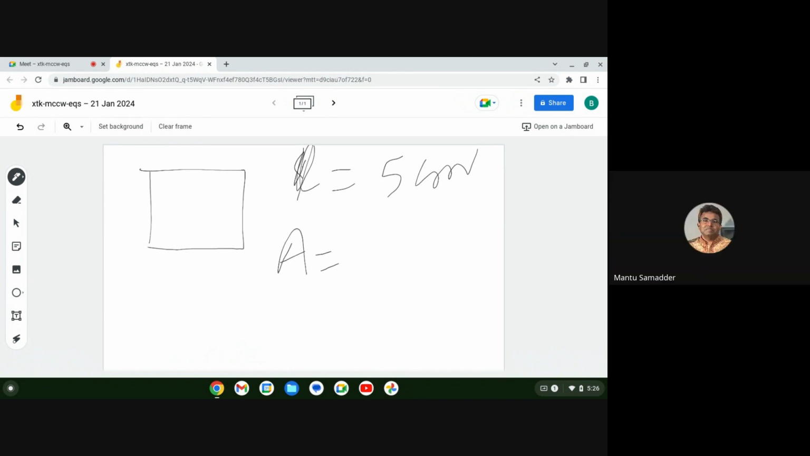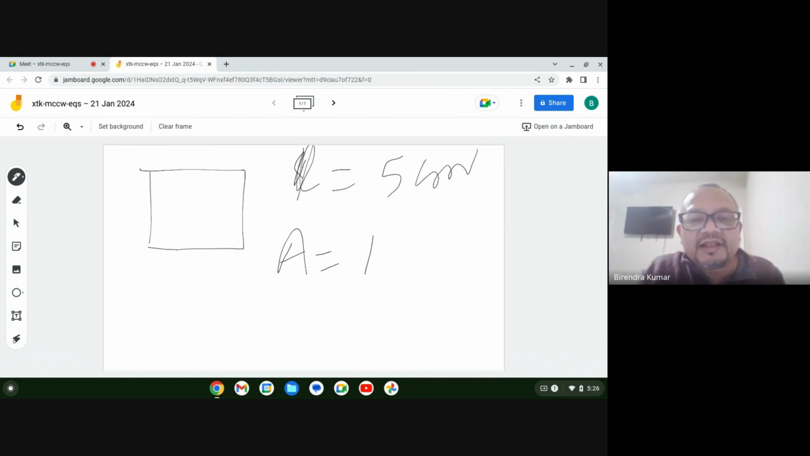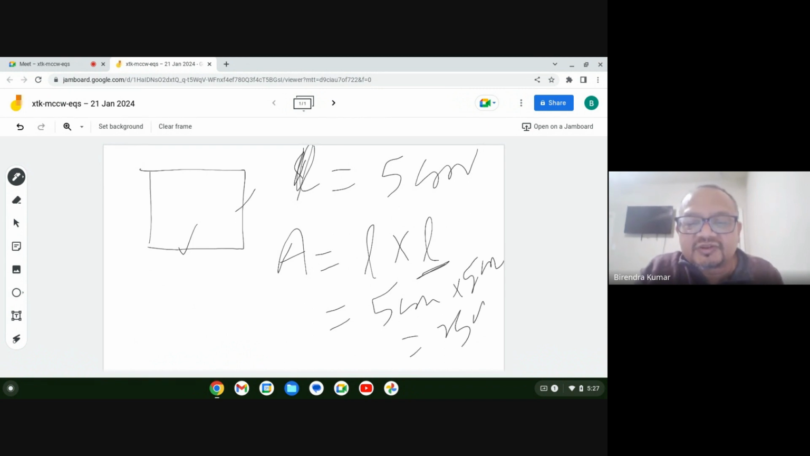Area of a square is what? Length into length because there is no width. Width and length are same. This and this are same. So you will do 5 centimeter into 5 centimeter. This becomes 25 centimeter square.